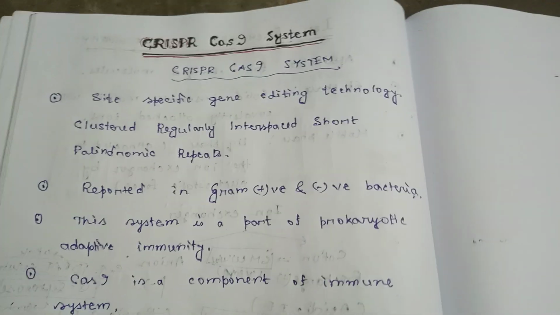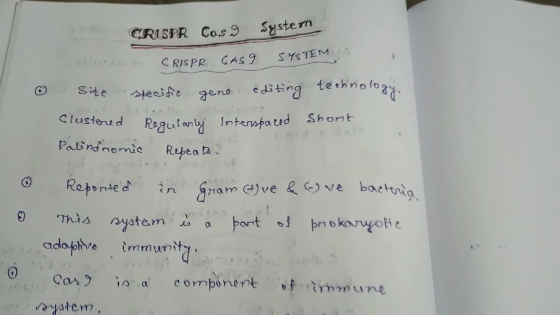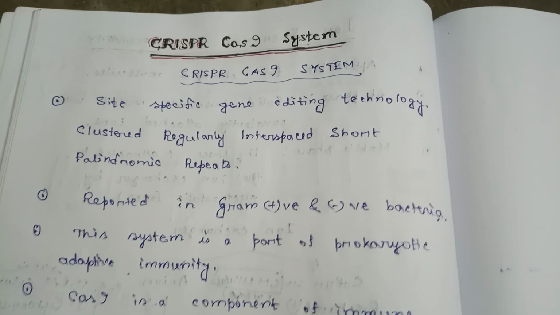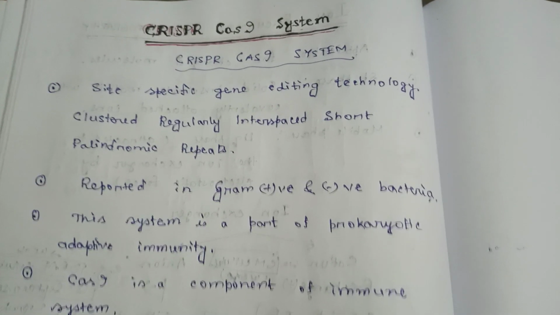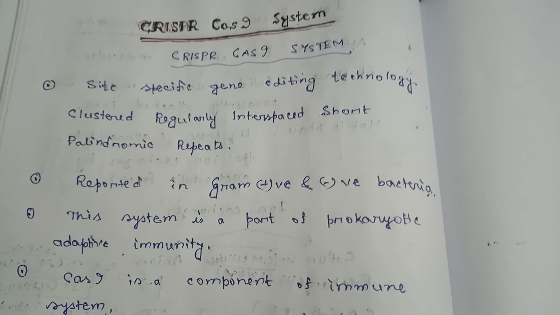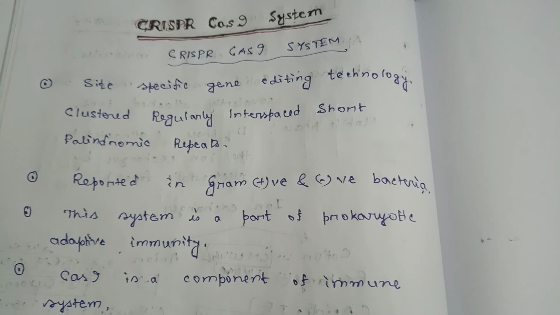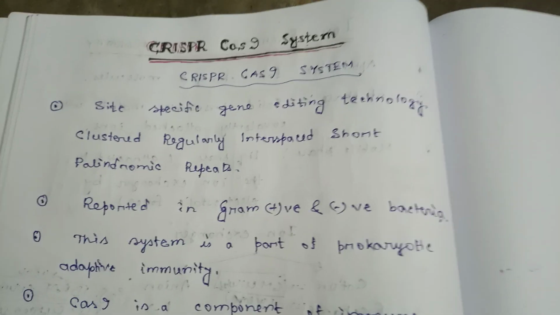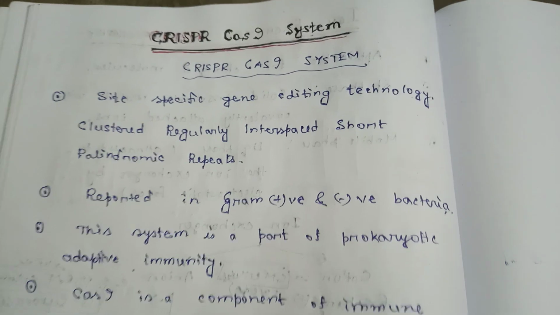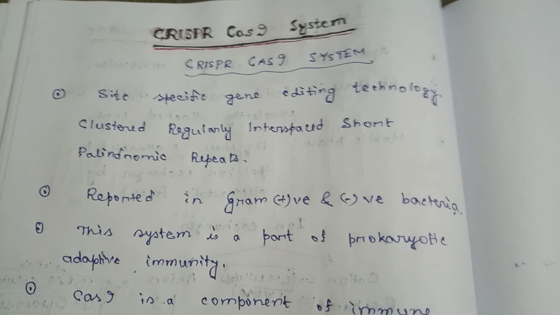Welcome to Biosumit. Today we learn about the CRISPR Cas9 system. So we know that it's a site-specific gene editing technology, and nowadays it is widely spoken about and widely remembered because recently two scientists received a Nobel Prize for CRISPR Cas9 work. So today we learn about the basics of CRISPR Cas9.